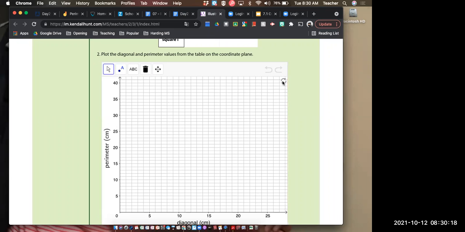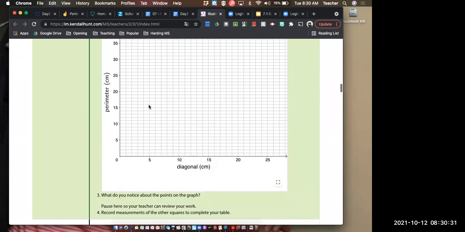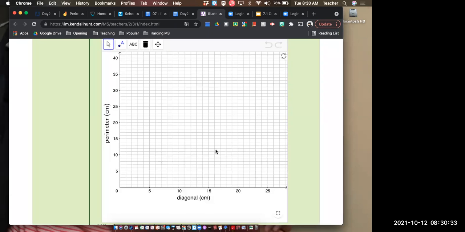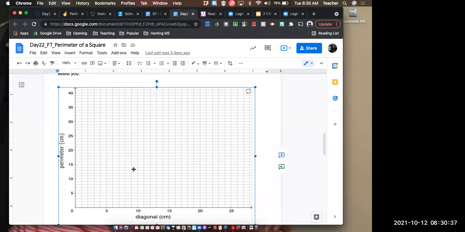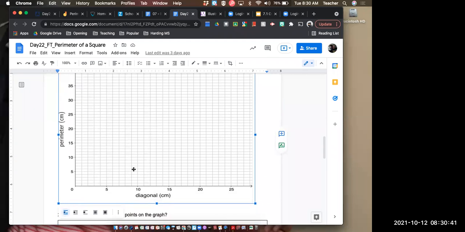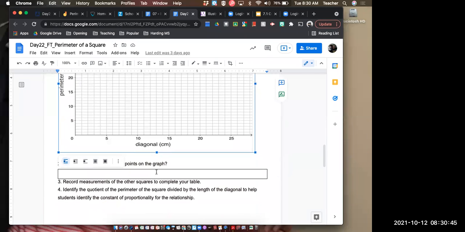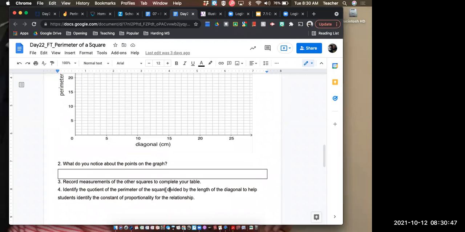If you ever want to take it back to its original, I just hit this button, that button, and it goes back to the original. Remember, you can go and screenshot this, add it on top of this graph, or you can delete this graph and add that screenshot. However you want to do it, it makes it easier for you.